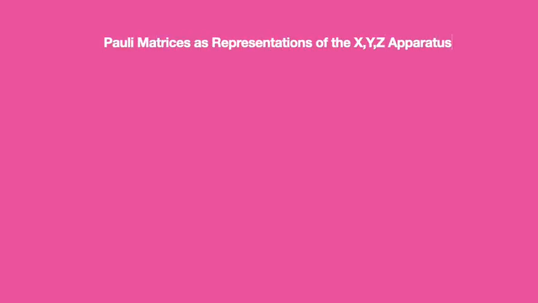Alright, so we have two of the Pauli matrices with us: sigma x, which we can think of as representing the X apparatus in the simulation that we've been doing so far, and sigma z. Now I'm going to tell you a shorthand way of figuring out the third Pauli matrix, which will also give us another interesting insight into how these Pauli matrices interact with each other.